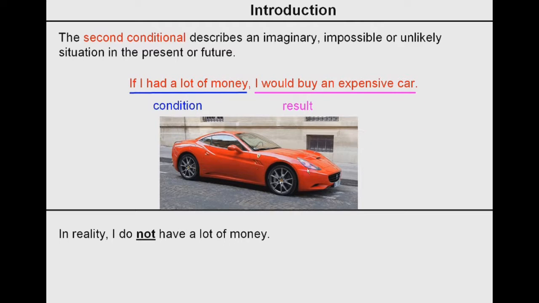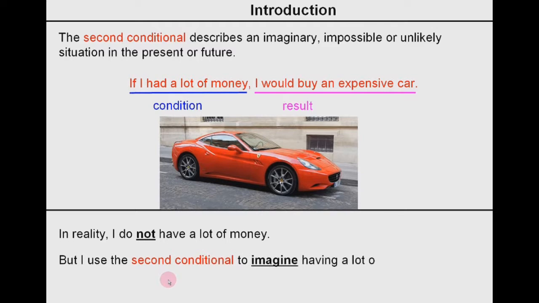So the meaning here is, in reality, I do not have a lot of money. Unfortunately, I am not rich. But I am using the second conditional to imagine having a lot of money. Okay? Therefore, the situation is hypothetical. It is not real. I am just simply imagining having a lot of money. What would I buy? I would buy an expensive car. Perhaps I would go on holiday. I'm dreaming.